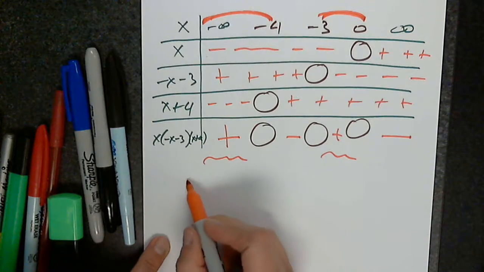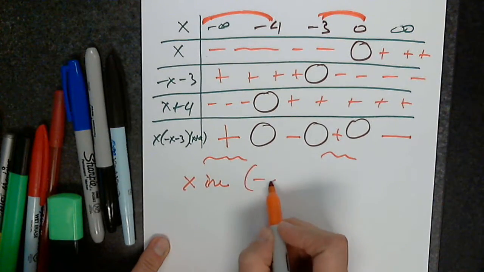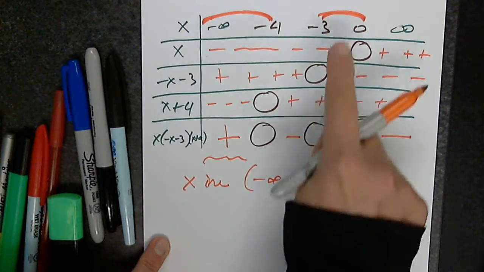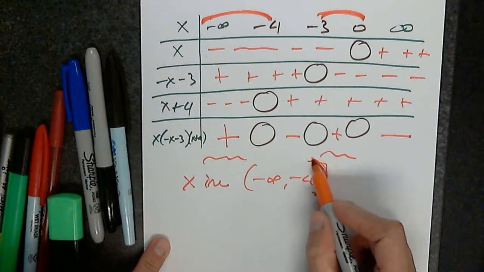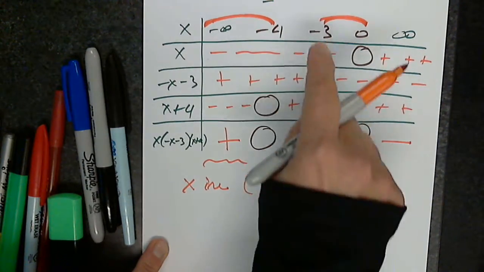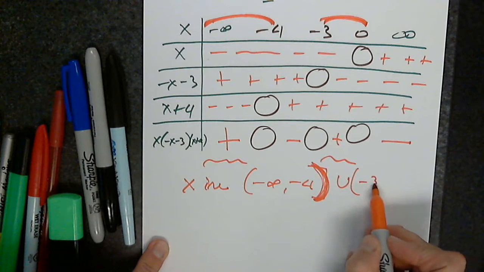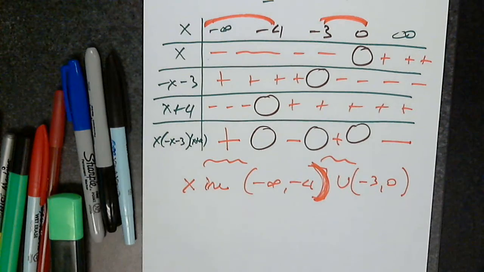So therefore, I write x in the interval negative infinity, negative 4, open because I don't have the equal symbol, and union negative 3, 0. Justin, is this okay? Good. Any questions? Number 5 in the yellow.